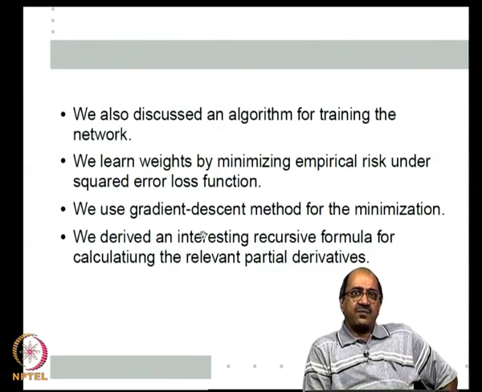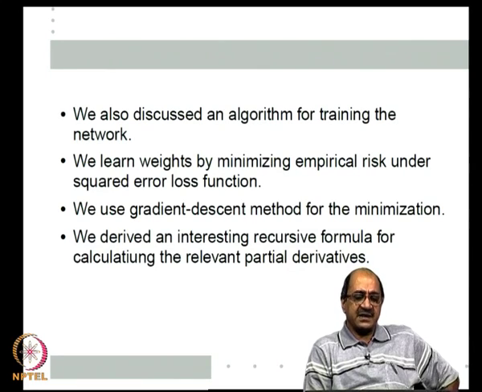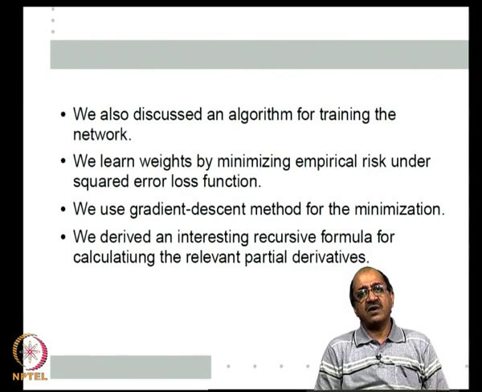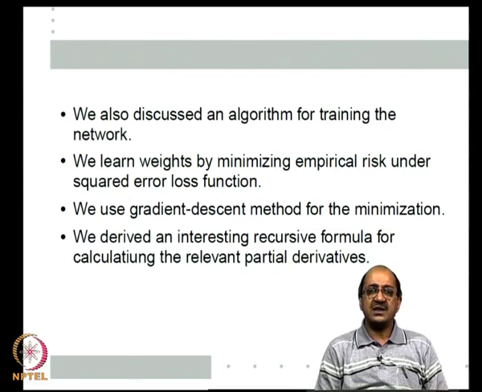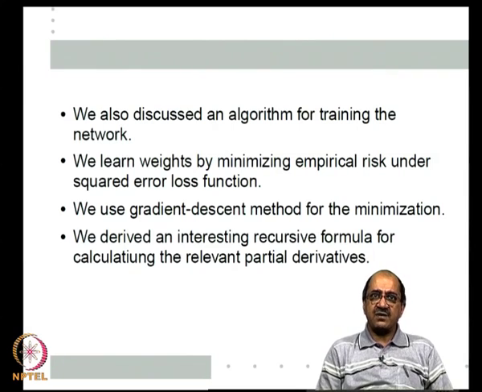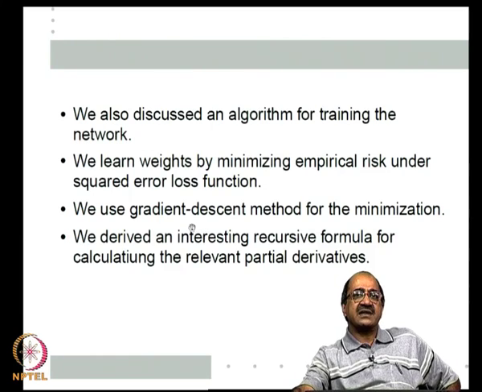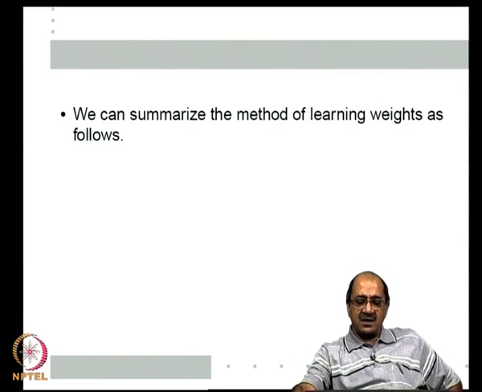and for this class of networks you derived a very interesting recursive formula for calculating the partial derivatives. Essentially, when you are doing gradient descent, the new value for a weight wij is the old value of the weight minus some step size times the gradient of the performance index with respect to that weight. Now, we showed that all these partial derivatives, the gradient components, can be calculated in an interesting recursive manner, and we derived this recursive formula last class. So, that is what we are going to start discussing today.